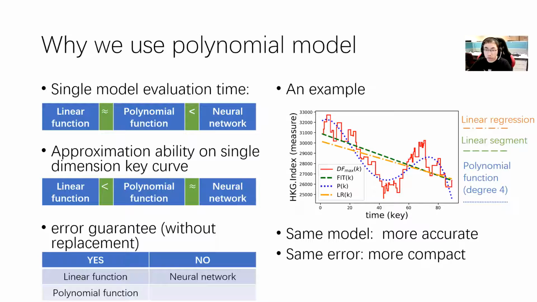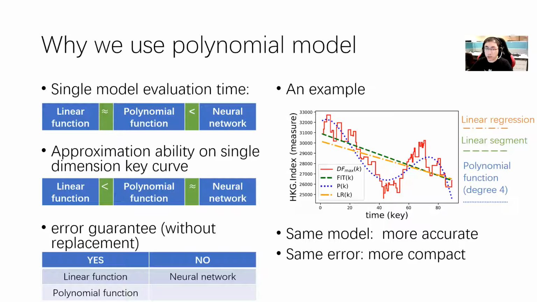In addition, for a neural network, it's hard to train it to satisfy a given error threshold without using post-checking and replacement, as has been done in RMI. But those final models may no longer be a neural network anymore. It could be a B+ tree, right?